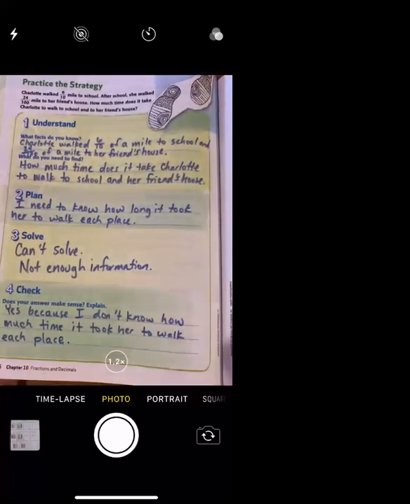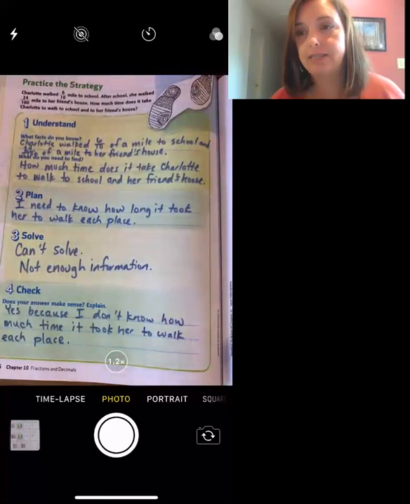Okay, so now it's your turn. You are going to continue on page 677 and 678 to solve the problems. And remember that sometimes it's going to give you more information than you need to solve the problem, and you're going to have to ignore some information.